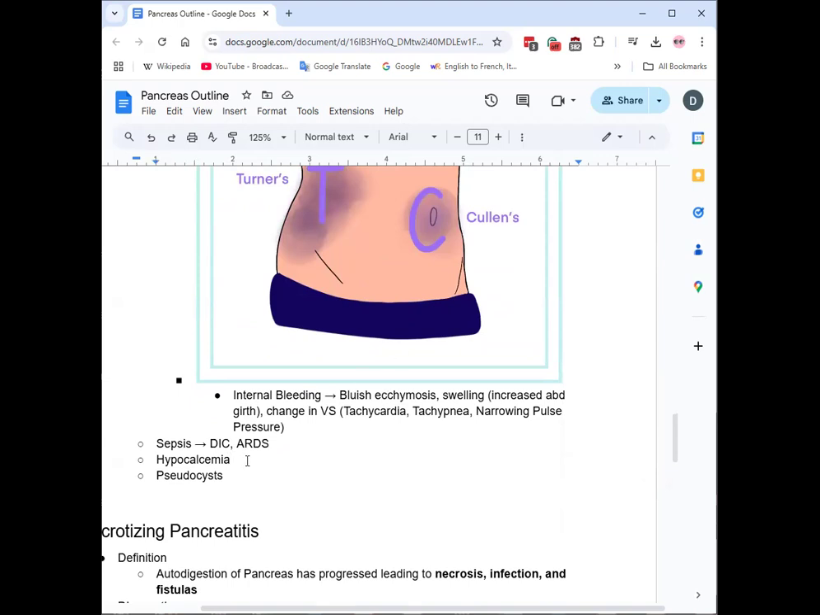And then the hypocalcemia. Tell me what you remember about hypocalcemia generally. Why does this happen, and what are some signs that we can look at?